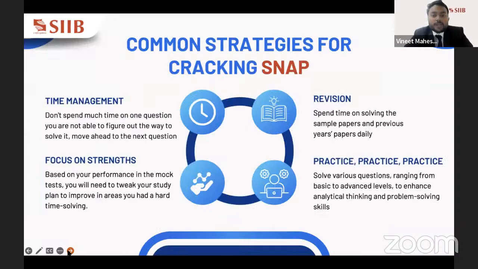So these are the common strategies for cracking SNAP. First is time management. As I have already mentioned, SNAP is an exam of time constraint, not a difficulty constraint. You would be able to attempt the maximum of the questions, you would be able to solve the maximum of the questions, but the game changer will be your time. You need to do everything within a stipulated time frame.